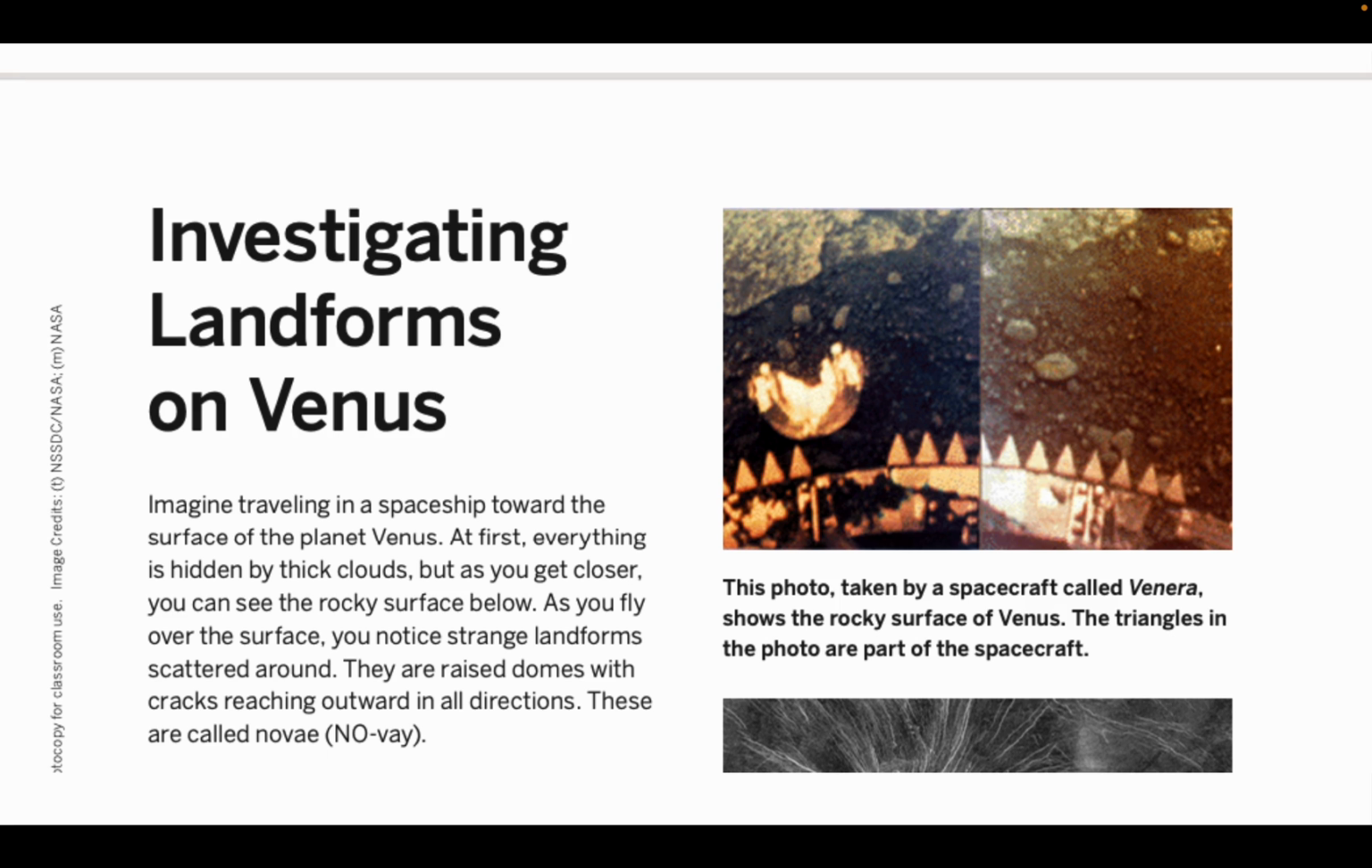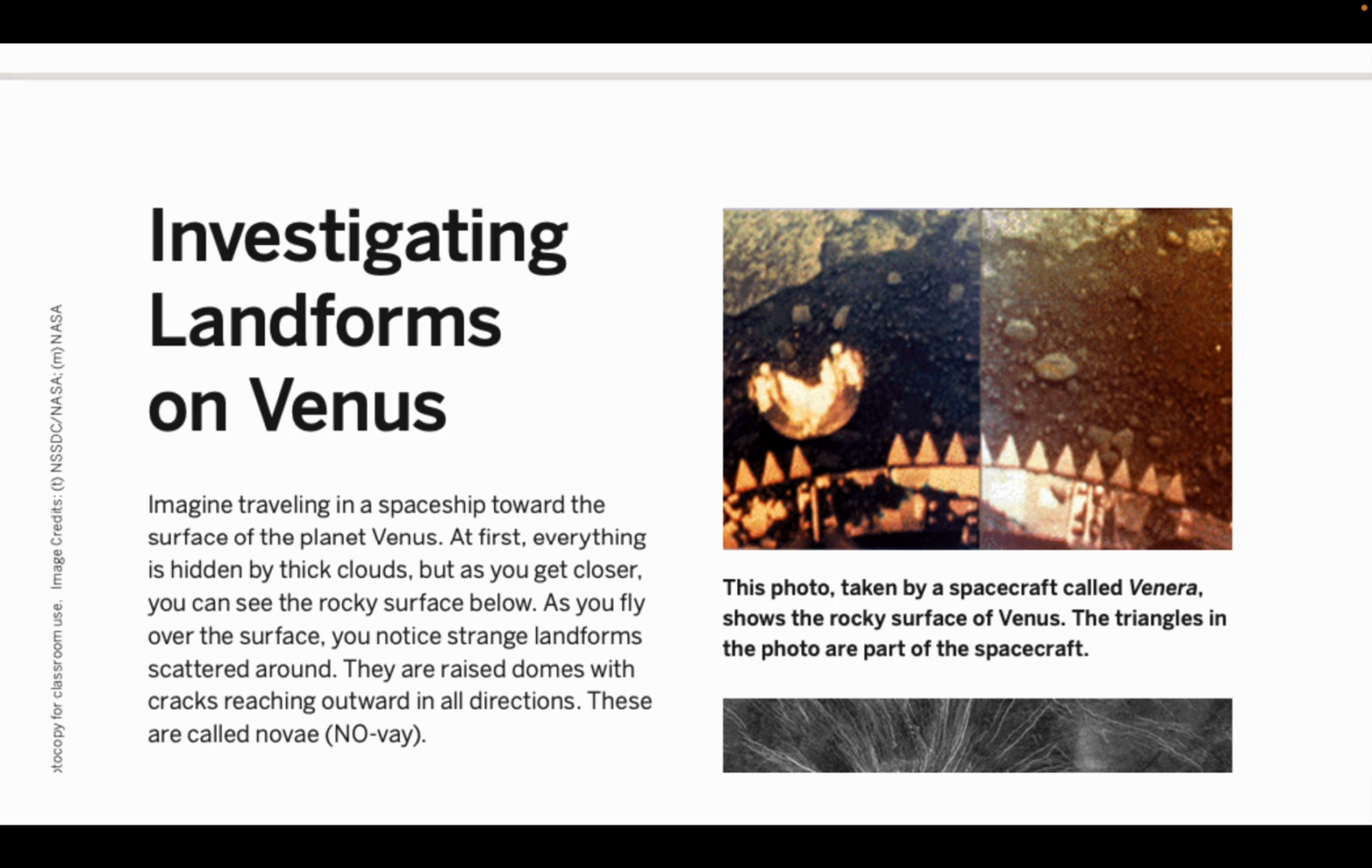And then it says, these are called novae. Okay, novae seems to be the name of the raised dome. So I circled novae and I drew a line from the circle of novae to the circle raised domes. The raised domes are called novae. Now, that's annotation.